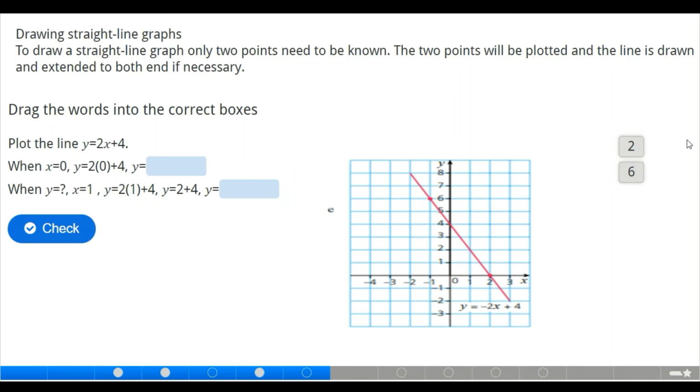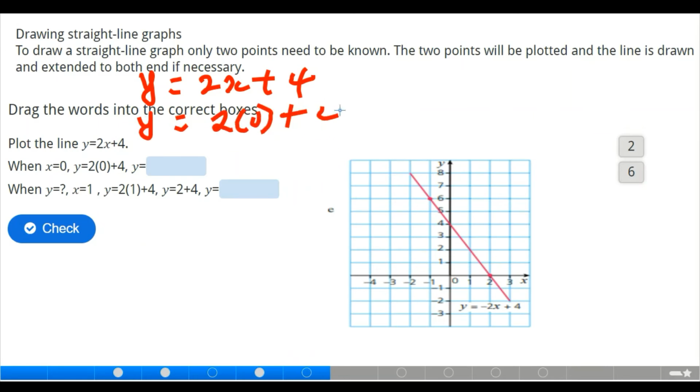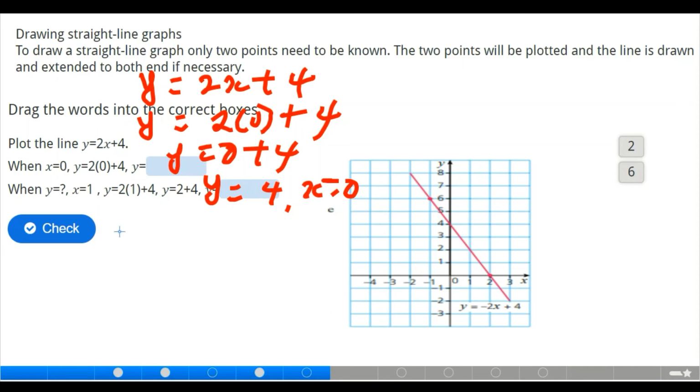So we start with the first one, which is when x equals 0. Let's put it inside that equation. We have y equals 2x plus 4. We are just picking an arbitrary point of 0 and 1, so it's not actually stated in the question. So y equals 2 into bracket 0 plus 4. 2 times 0 will give us 0, 0 plus 4. Y equals 4. So when x is 0, y is 4.